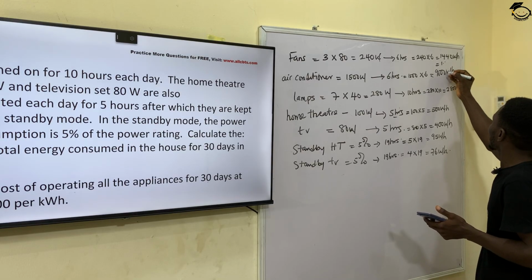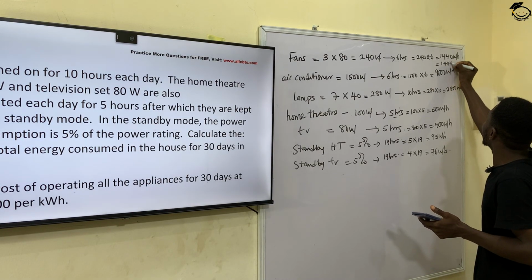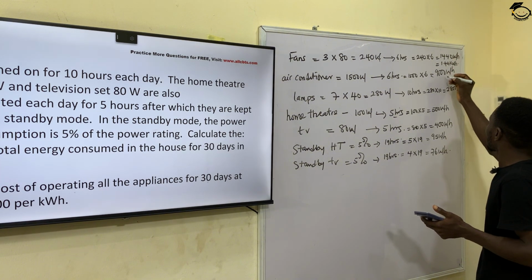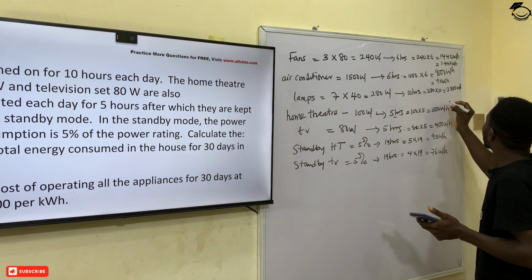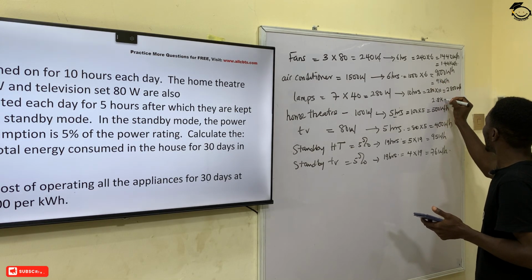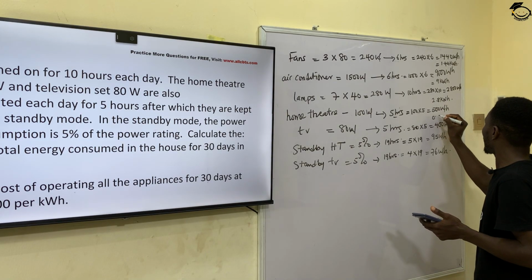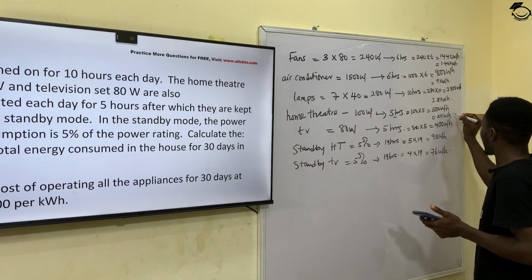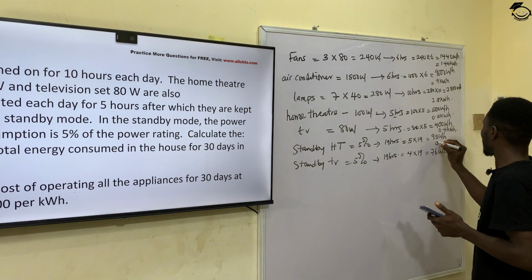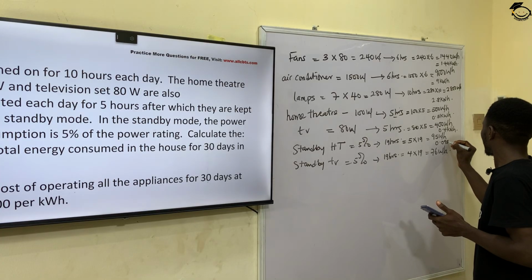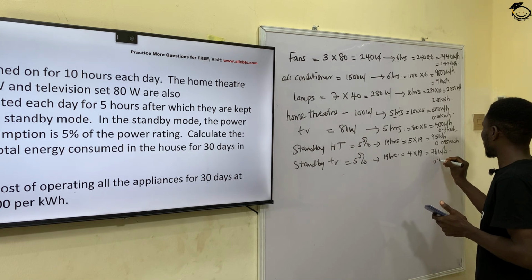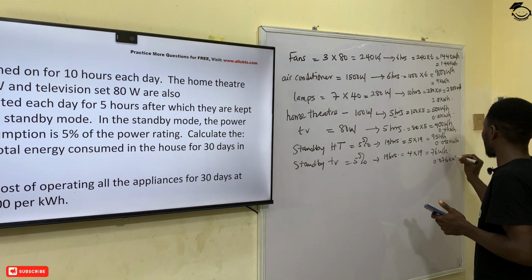So, if you convert to kilowatt hour, I have 1.44 kilowatt hour by dividing by kilo. This will give me 9 kilowatt hour. This will give me 2.8 kilowatt hour. This will give me 0.5 kilowatt hour. This will give me 0.4 kilowatt hour. This will give me 0.095 kilowatt hour. And this will give me 0.076 kilowatt hour.